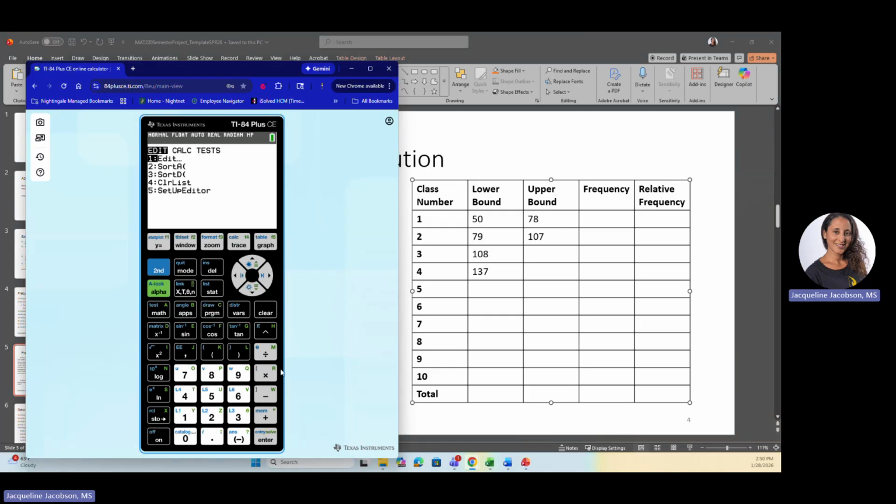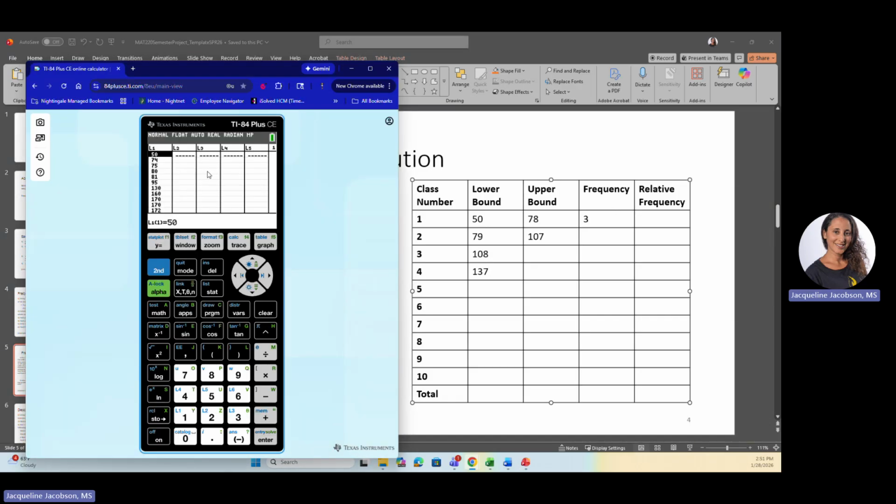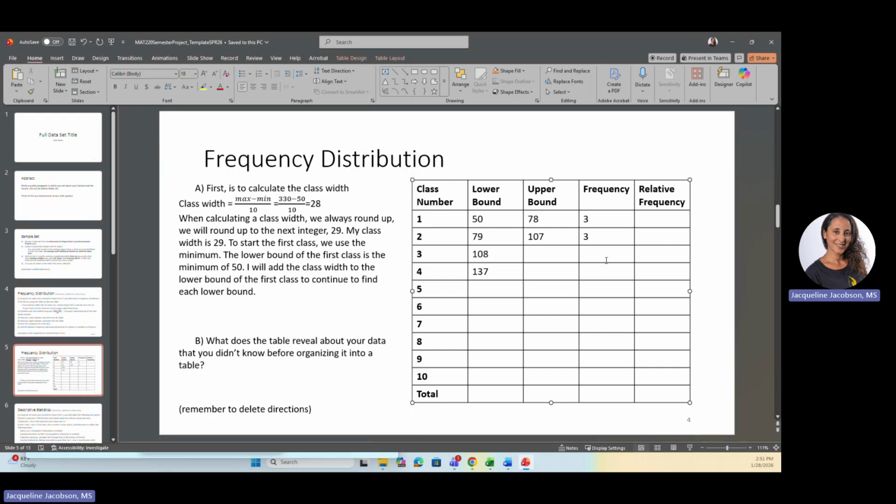So once my list is in order from least to greatest, this is easy to do because you're just kind of going down. 1, 2, 3. Looks like my frequency for my first class is 3 because 3 of the values are in that range. From 79 to 107, I have 1, 2, 3. My next frequency is 3, and then so on and so forth, right? Now you're explaining your process to find each column here. You're explaining what I'm telling you, but you're doing it in your own words, okay?